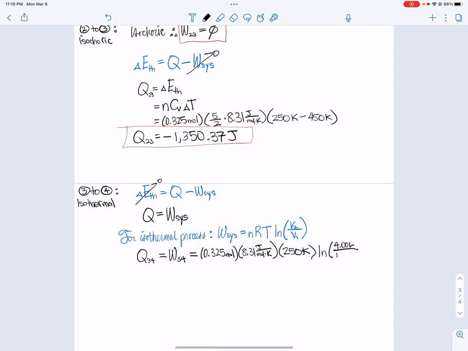And at state 3, my volume was 6 liters. Okay, so let's plug that in the calculator and cancel out the units. We find that the heat transfer from state 3 to 4 is equal to the work by the system from state 3 to 4, and that is equal to negative 237.76 joules. Okay, so in one go, we were able to find heat transfer and work, which is nice because it saves us time.